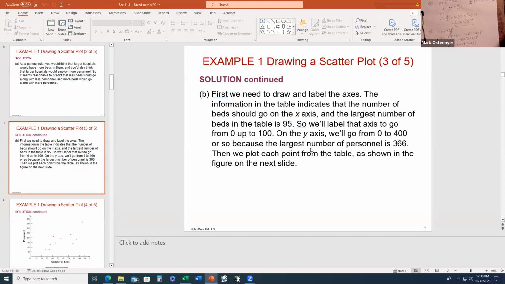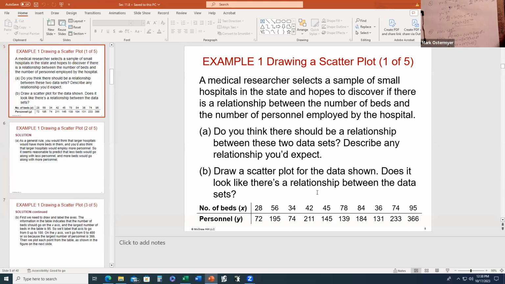All right, so now we're going to build a scatter plot for this ordered paired data, and you just have to make sure that your X and Y axis scales are relevant for the data you collected. In other words, notice our X data ranges from like 28 to like 95.